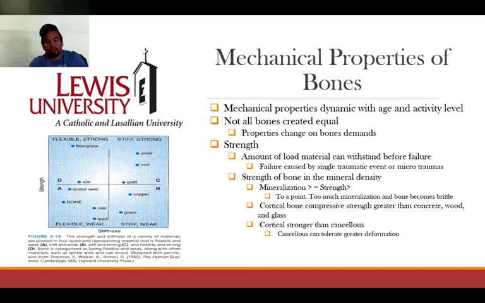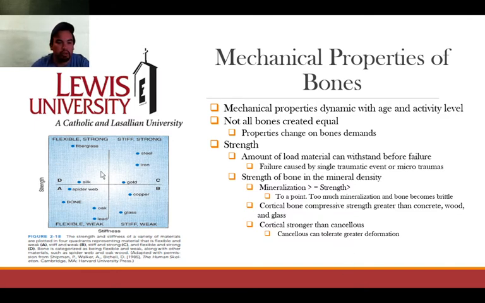At some point, though, you get too much mineralization and the bone becomes brittle. That's why there's this fine balance, and you'll see on this chart to our left that it demonstrates that. In cortical bone, the compressive strength is greater than concrete, wood, and glass. The cortical bone is stronger than cancellous bone, and cancellous can tolerate greater deformation.